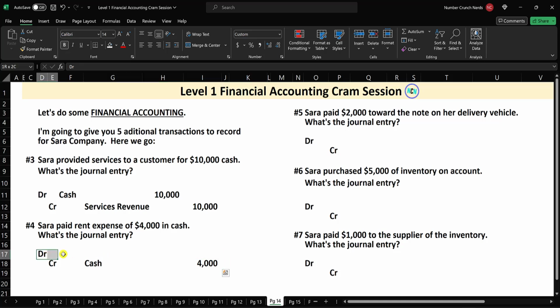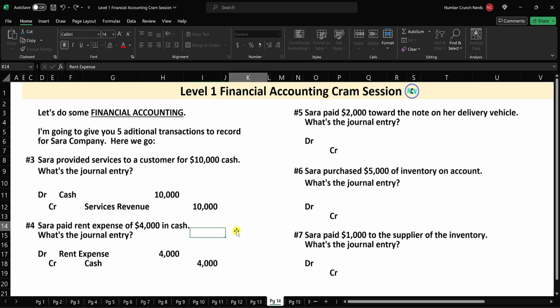Notice that you don't have to necessarily write the debit first. You can write the credit first if you would like to. And we know that the debit amount is going to have to be the same because debits have to equal credits. So the only question now is, what is the description that is going to go right here? Well, what did she incur? Well, rent expense. Says right there in the problem.